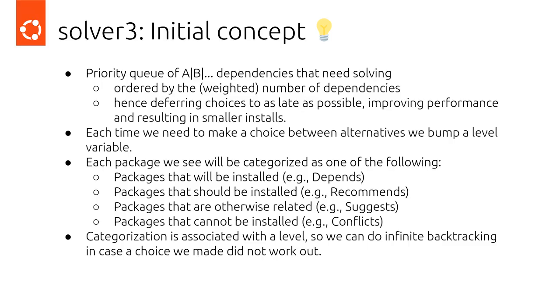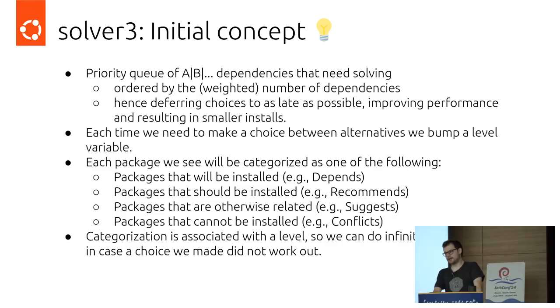And then you will have more and more choices to make. Each time we make a choice, we need to bump a level variable. It's called the decision level. And then we can say that package will be installed, that package should be installed, or we can say that package should not be installed at all because something conflicts with it. And we store that categorization together with the level such that we can backtrack if that didn't work out. So we can try to install a package. If that fails, we go back. Then we can try another package, and so on.